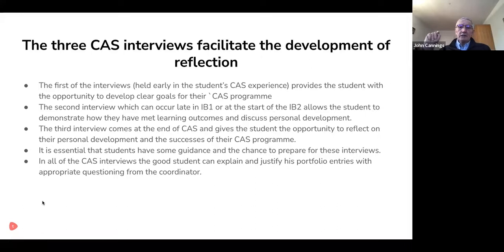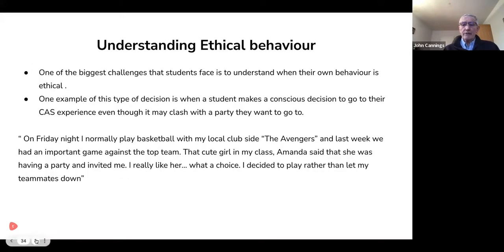I think the three formal CAS interviews facilitate the development of reflection. The first of these interviews, which is really held early in the student's CAS experience, provides the student with the opportunity to develop clear goals for the CAS program, and as I've suggested, these need to be written down. The second interview, which can occur late in IB1 or at the start of IB2, allows the student to demonstrate how they've met learning outcomes and really to start to discuss some of their personal development. The third interview, which I think is very important, comes at the end of CAS and gives the student the opportunity to reflect on what they've done.